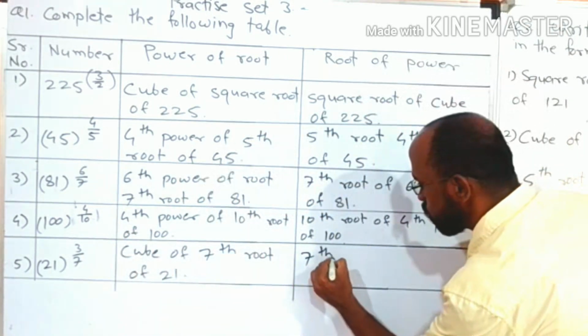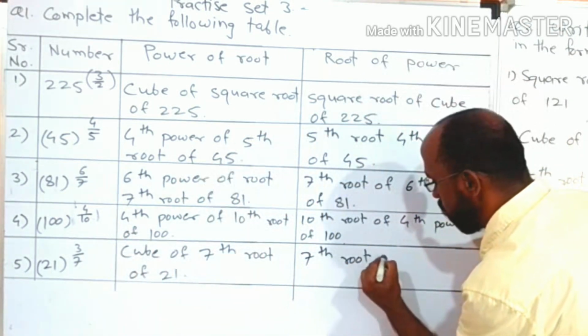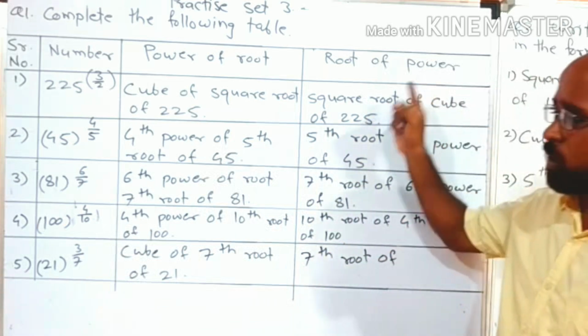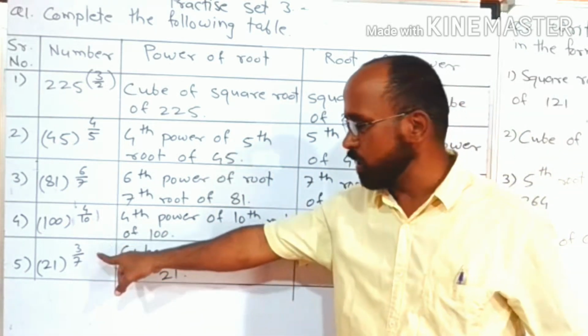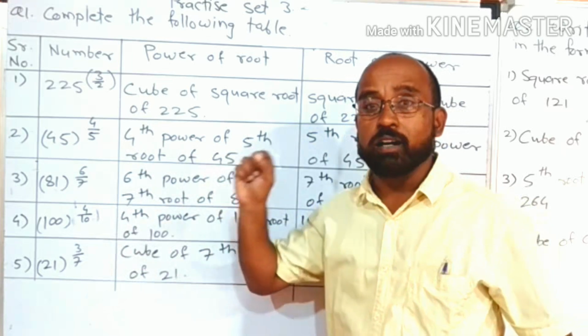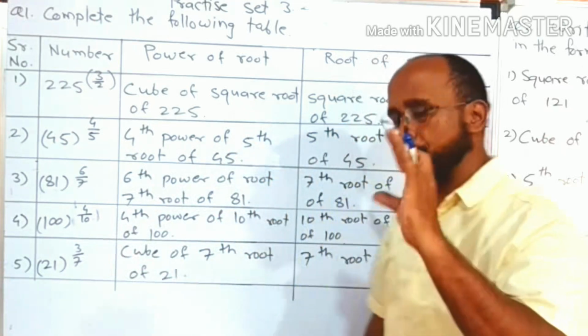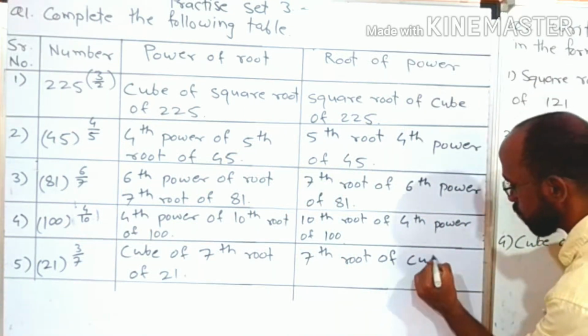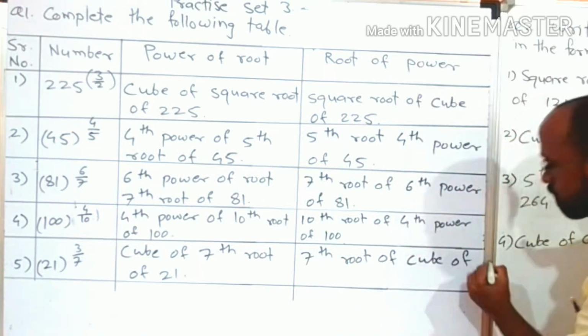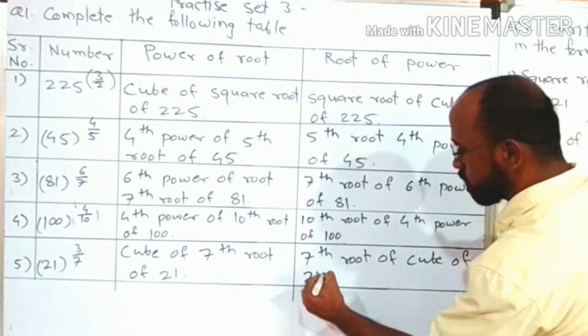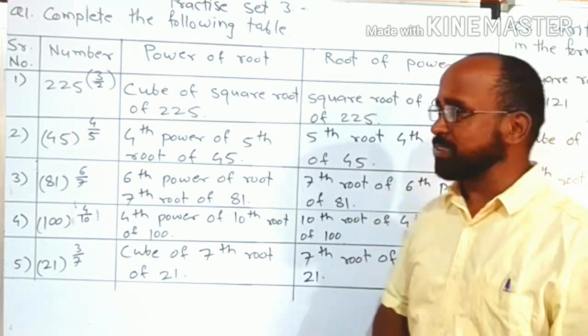7th root of. What is the power? Number in the numerator? 3. Third power. Can we write it as third power? No. We have to write it as cube. Cube of, what is the base? 21. Finished.